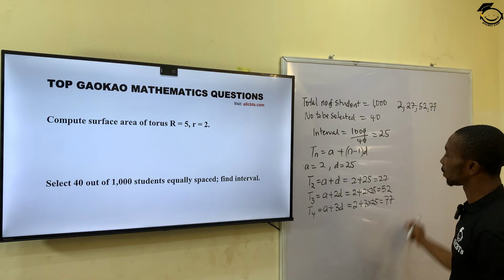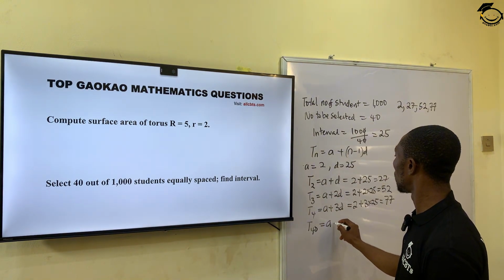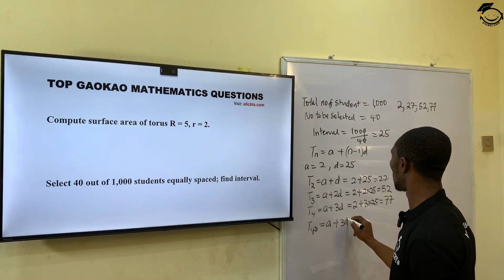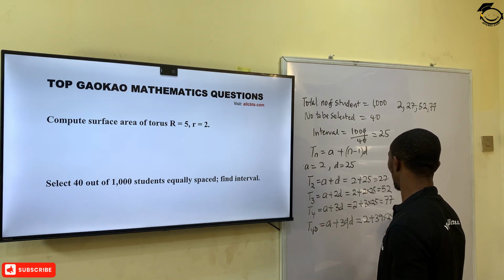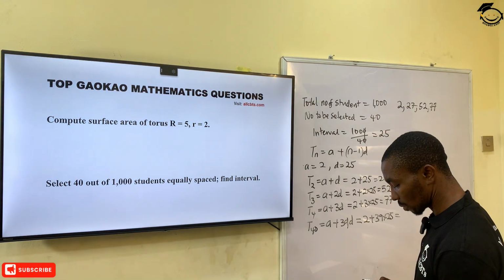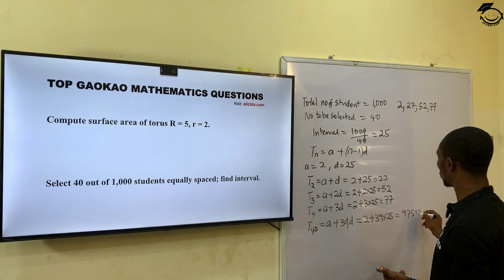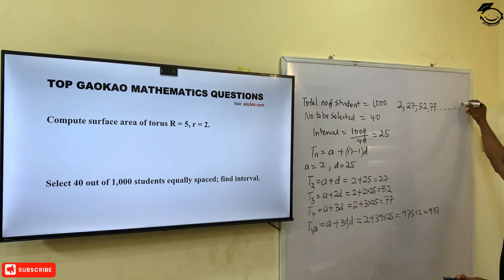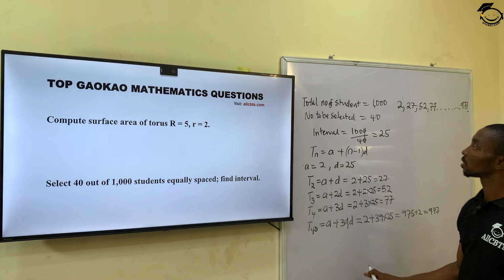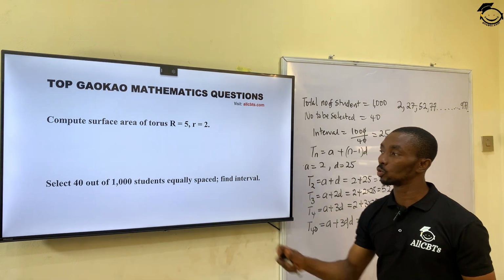So we continue this way till we pick the 40th person. So our T40 will become A plus 39D, which is going to be 2 plus 39 times 25. So 39 times 25 would give us 975 plus 2, which will give us 977. So the 40th person will be the person bearing number 977. So in this way, we use this sequence to generate the 40 students to be selected out of 1,000 students equally spaced.